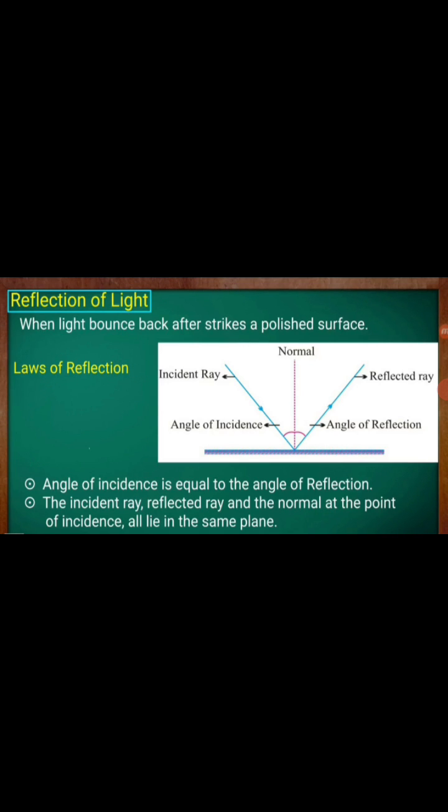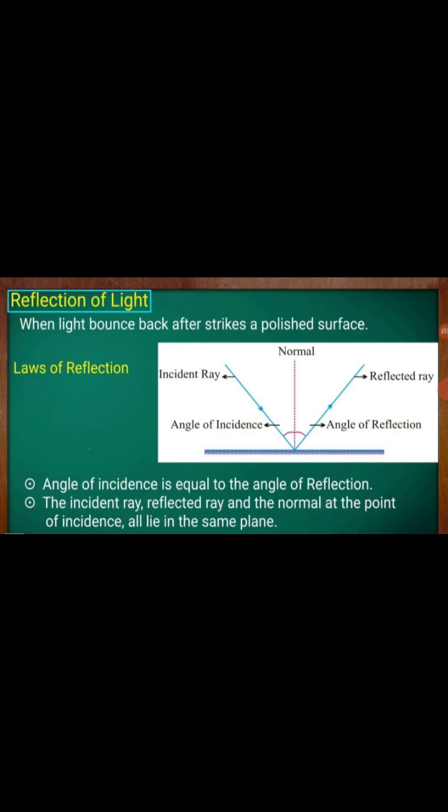Now, let us see what is reflection of light. When light bounces back after striking a polished surface, we call this phenomenon reflection of light. So already you have studied the laws of reflection starting from 8th standard, isn't it? So what are those laws, children? According to the picture I have here, I have a plane mirror and a ray of light is incident on the plane mirror, and the normal is a line which is perpendicular to the plane of the mirror, and the ray gets reflected and that ray is known as the reflected ray.